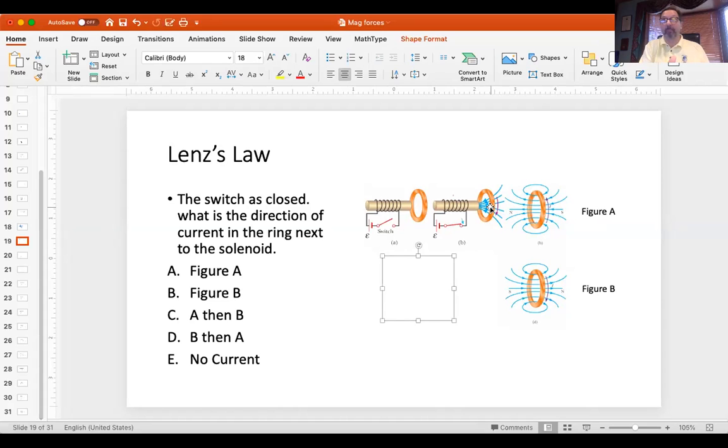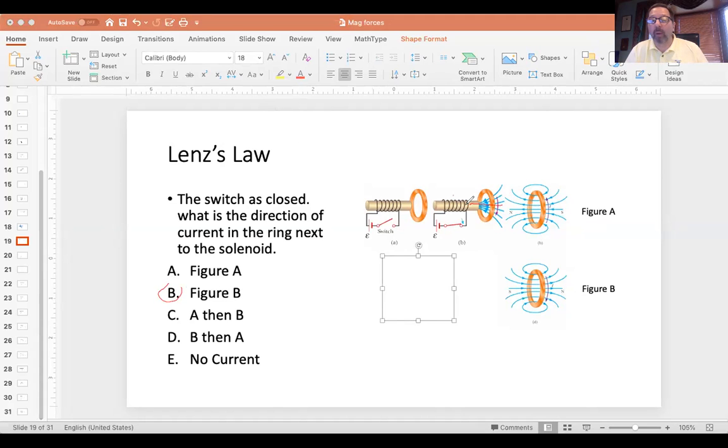Opposing that would be a magnetic field to the right. And so which of these is the magnetic field going to the right? That's figure B. And so I think figure B is the right answer. So a slight majority picked B, and I'm with you on it. I think B is the right answer.